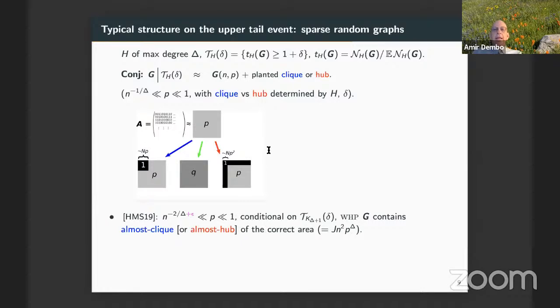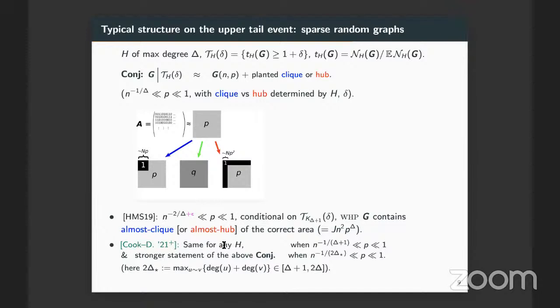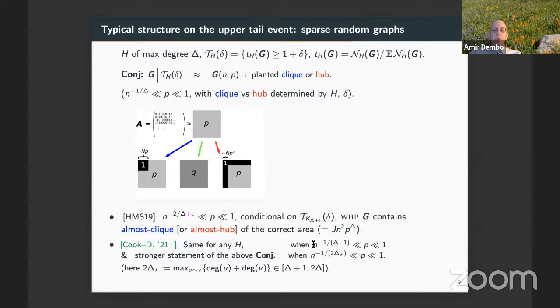So this is a result which is slightly weaker than the conjecture because they cannot establish the fact that the density in the gray part remains unchanged. What they can show is that you must have the planted clique and hub, but not the other one. In the paper with Cook, which is being written and will be posted soon, we managed to get the same conclusion in a slightly weaker range. The range comes from our work with Yu and Pham, but we can do it for any H, not just regular. Any subgraph that you want to count, we can do the same. And we can even get a stronger statement which matches the above conjecture if you take a slightly weaker range, which corresponds to the earlier work with Cook.